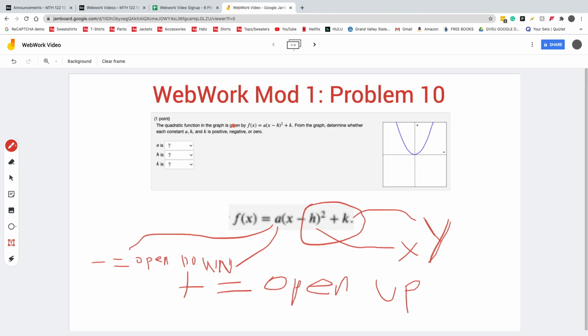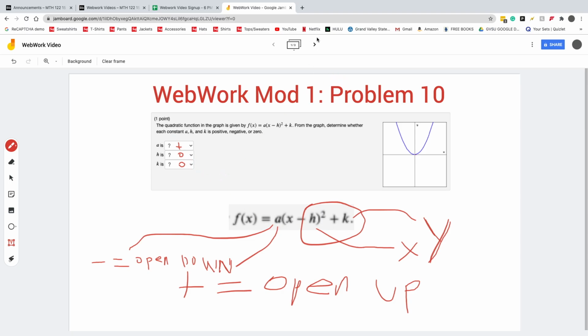So in this particular equation, if we're looking at A, since this graph opens up, obviously A is going to be positive. H is the x value, so on the x-axis right here, you can tell that it's at 0. So 0 is the H value, and then same thing with K. K is the y value, and that would be 0 too, because the vertex on this would just be 0, 0. So A would be positive, H would be 0, K would be 0.